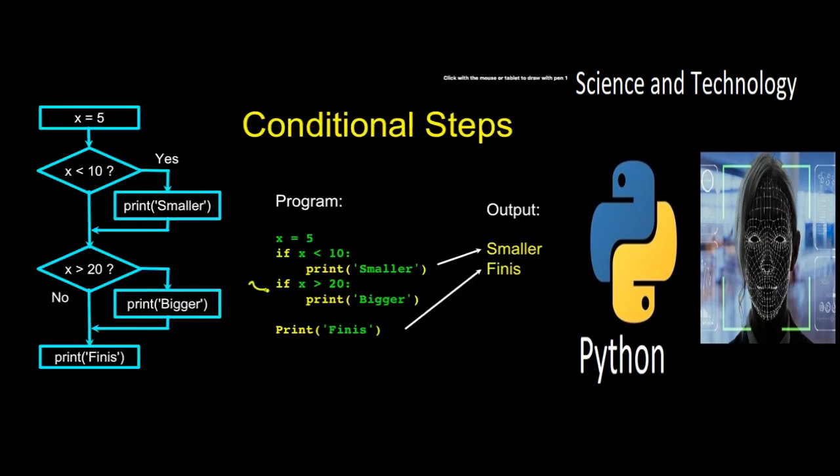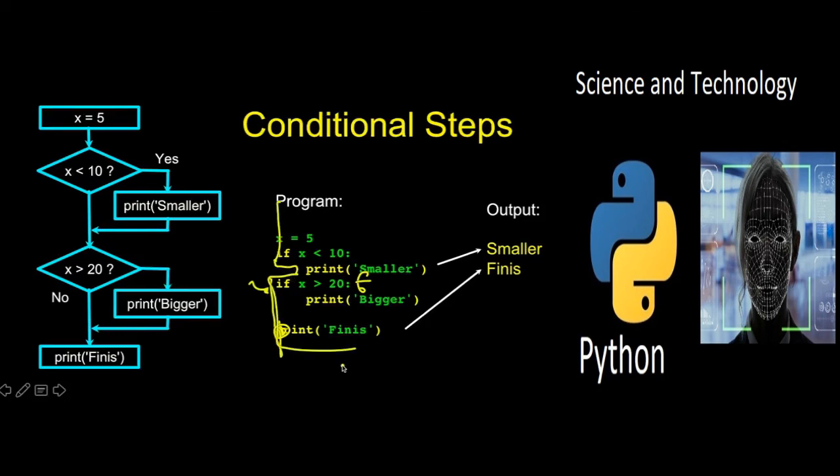If x is greater than 20, this turns out to be false because x is 5, and so it skips this. So the bigger never comes out, and then it continues on and prints fini. Oops, that's a typographical error. Make that a lowercase print, and then prints fini. So it comes in, runs this, skips this, and then finishes.